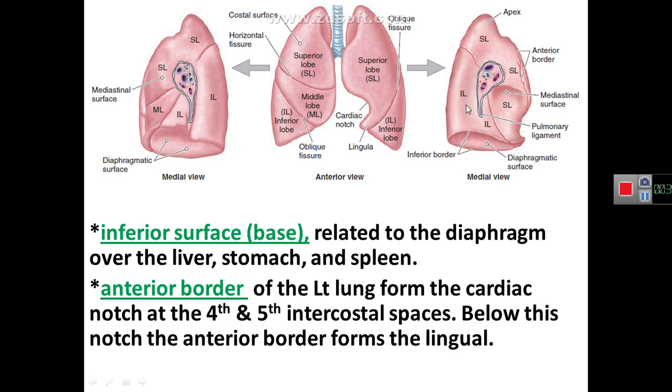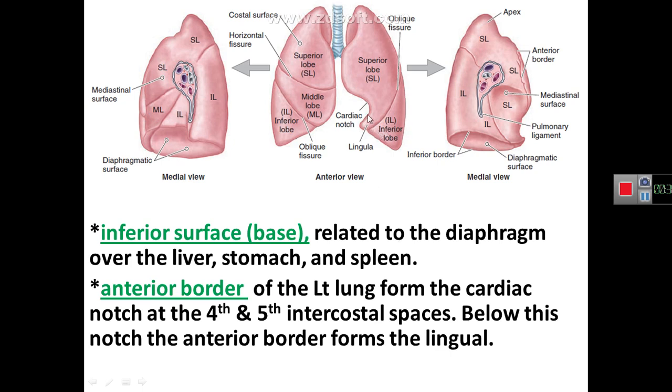Regarding the borders of the lung, we had said that the posterior part of medial surface, which is vertebral part, sometimes is called the posterior border or the vertebral border. So opposite to that, this is the anterior border, and you can see that the anterior border of the lung is sharp both on the right and the left side, or thin. We can say sharp or thin.